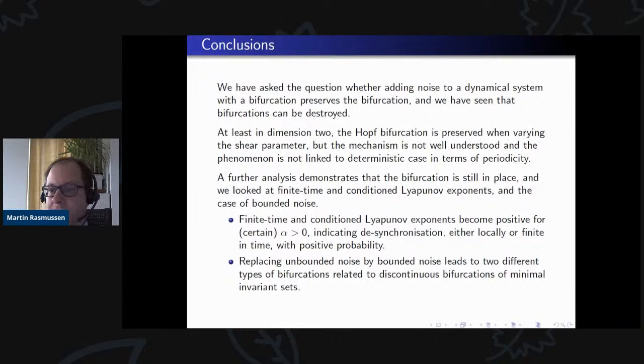So I wanted to make the case that the statement that the bifurcation is destroyed is maybe slightly pessimistic, and I have indicated that when we look at different quantities like finite time and conditioned Lyapunov exponents, the bifurcation is still there in some sense. And in particular, we see this also when we replace unbounded noise with a bounded noise level, because then in the pitchfork case, the two different attracting points correspond to two different minimal invariant sets, and they would also carry two different stationary distributions when we look at the random dynamical systems.